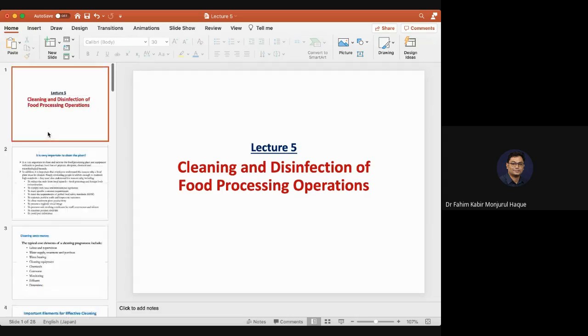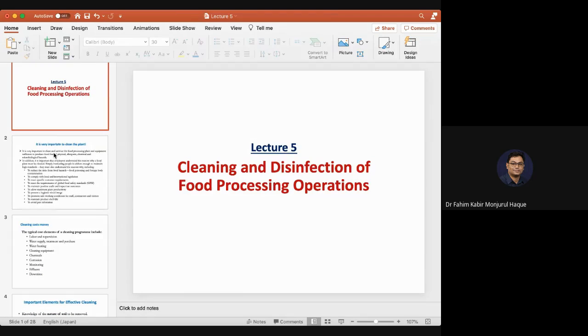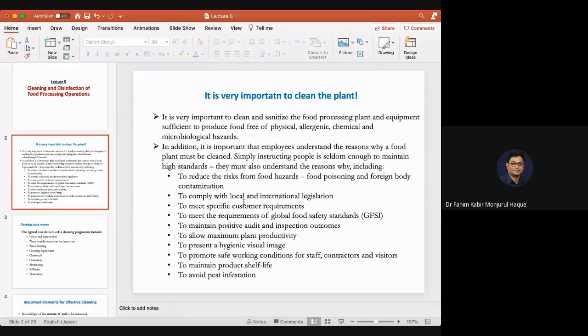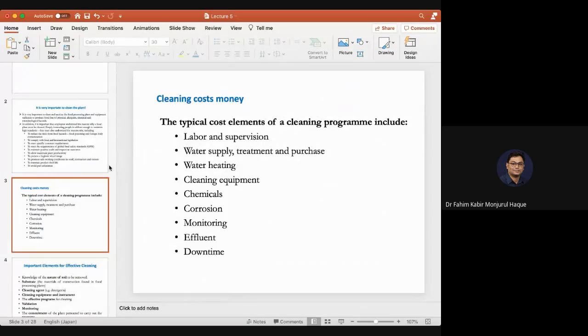So if you check this slide and all the videos, which I have not uploaded yet, we will get why it is important to clean the plant. We all know that. And then, cleaning costs money. Cleaning is not cheap. So what contributes to the cost of cleaning? These are those points. It's an interesting thing that cleaning is quite costly. If you want to maintain a proper cleaning program in your plant, it will be quite costly.